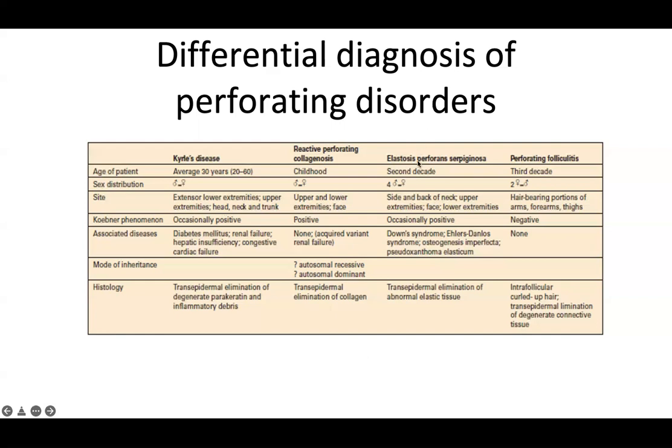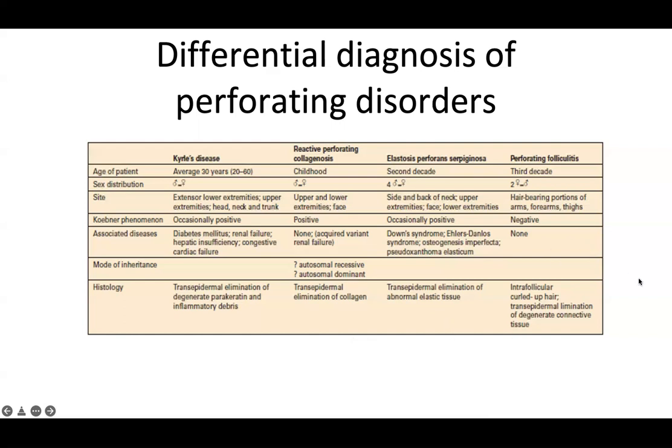Remember elastosis perforans serpiginosa is most commonly present in the second decade, but as you saw, with so many different associations, you could see it in all ages. Of course, it can be present in males and females, occurring clinically on the side and back of the neck, upper extremities, face, and lower extremities. Occasionally there is a positive Koebner phenomenon, and associations, as we mentioned, include Down syndrome, Ehlers-Danlos, osteogenesis imperfecta, and pseudoxanthoma elasticum, as well as penicillamine. On histology, you will see transepidermal elimination of abnormal elastic tissue.